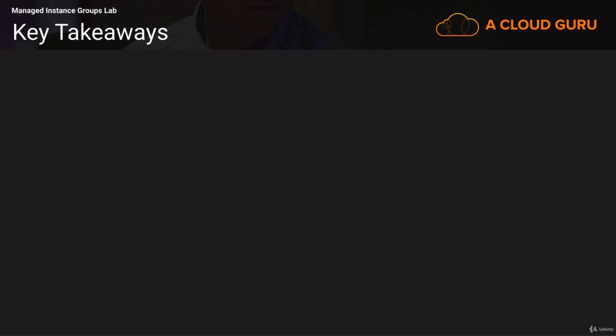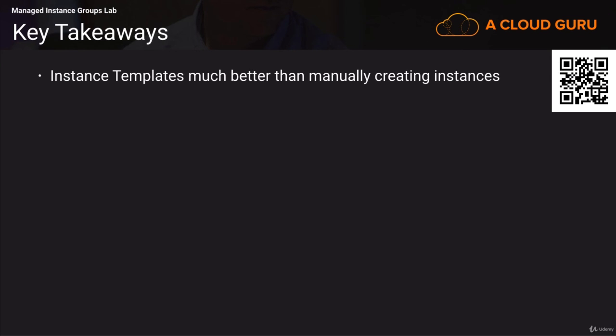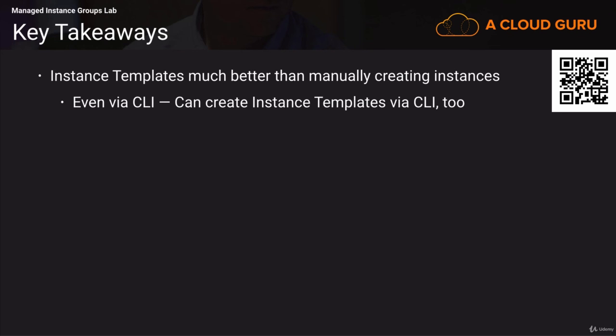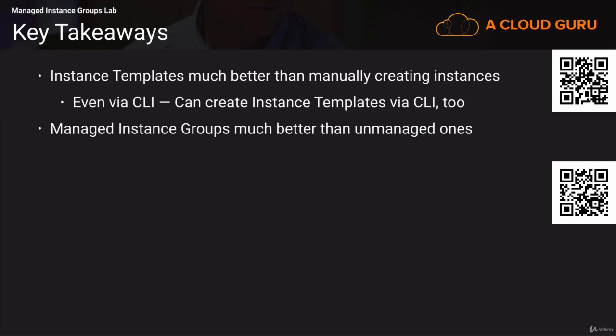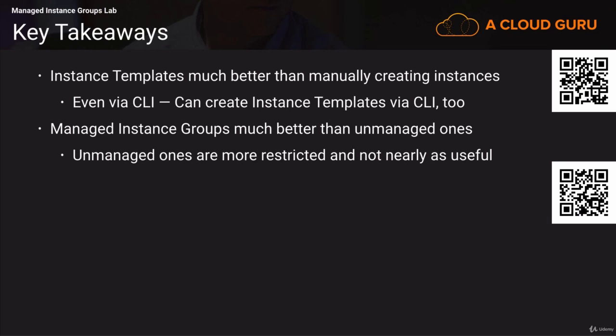Well, alright, to wrap things up, here are some key takeaways from this lab. I hope this has shown you that using instance templates is much better than manually creating instances. And this goes the same for the command line interface too. You can create both instance templates and instances from templates via the command line as well. Another thing I hope you take away from this is that managed instance groups are much better than unmanaged ones. Unmanaged instance groups have a lot more restrictions and are not nearly as useful.